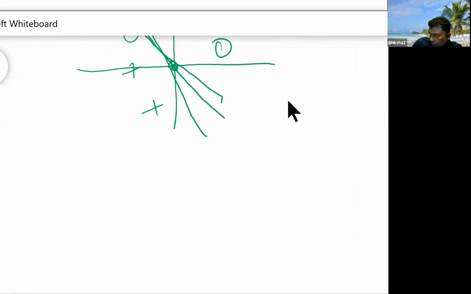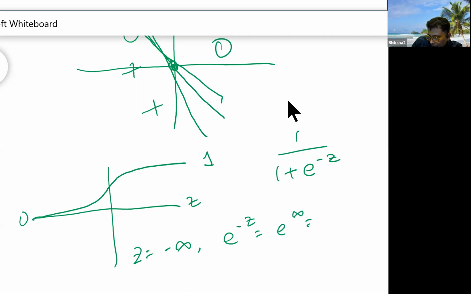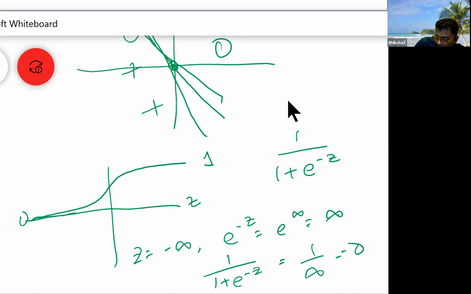Back to sum. So the sigmoid has this kind of shape. It goes from 0 to 1. The equation is 1 over 1 plus e raised to minus z. This is z, right? And what happens at z equals minus infinity? e raised to minus z equals e raised to infinity equals infinity, right? So 1 over 1 plus e raised to minus z equals 1 over infinity equals 0. So when z becomes a very large negative number, this goes to 0.